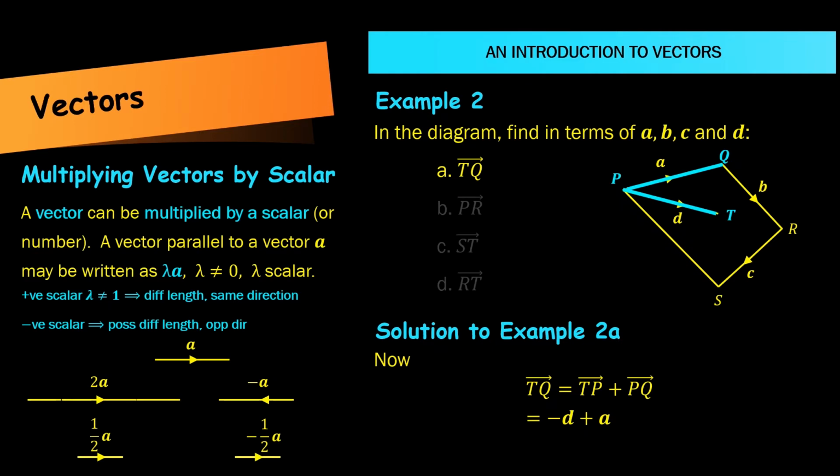This is the same as saying we have to go in the minus d direction from t plus a, as shown. So we have a resultant vector tq equals a minus d.